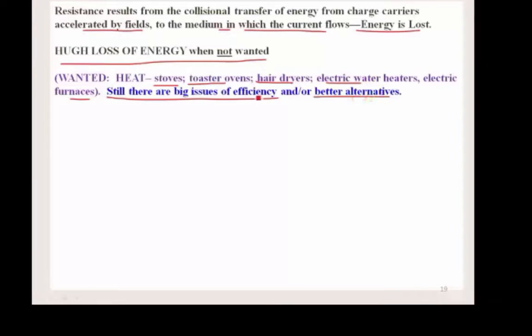By efficiency, most things, once you get the energy to the device, are fairly efficient because there's nowhere else for the energy to go but into heat. But it's getting the energy to the device that is costly in terms of efficiency.